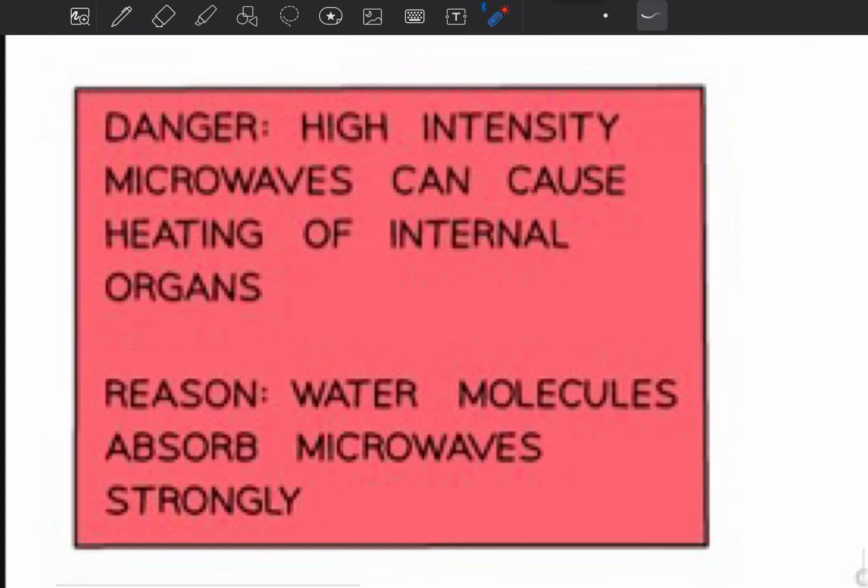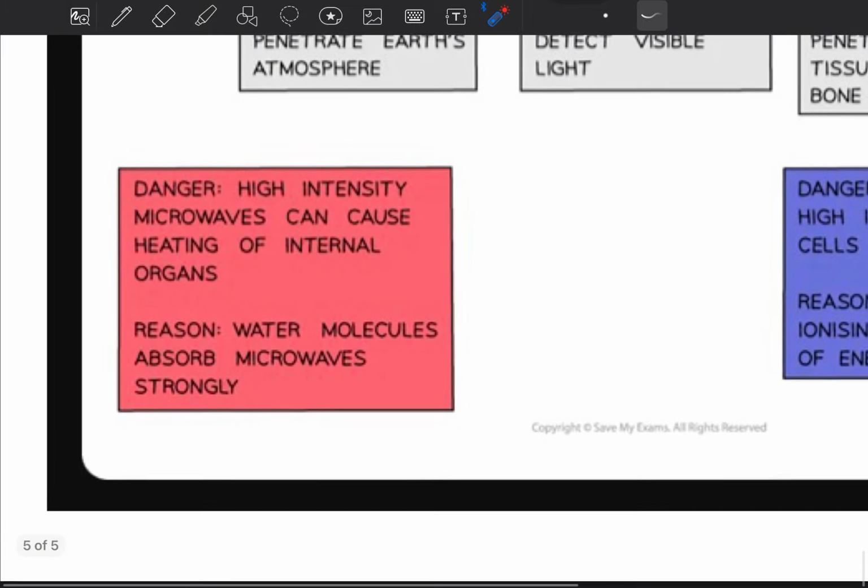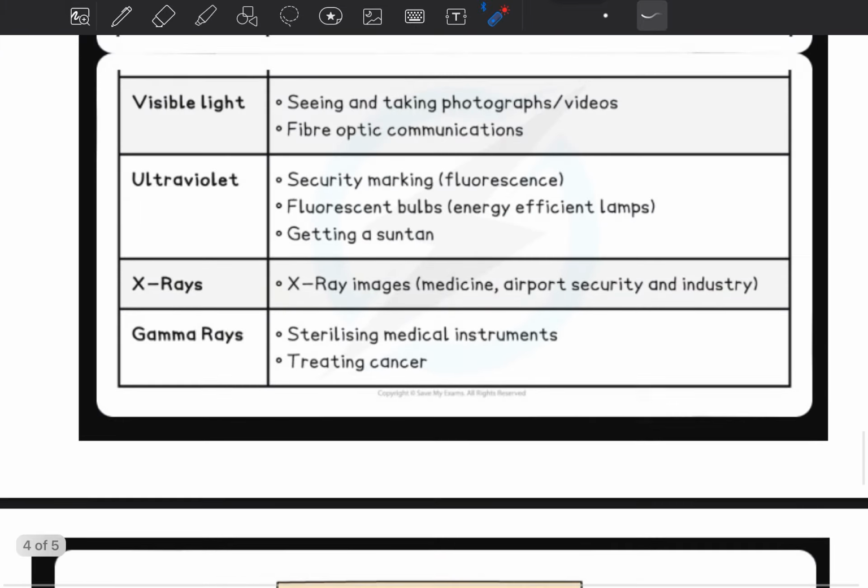Talking about the high intensity of microwaves, it can cause internal heating of internal organs because the water molecules absorb microwaves strongly. I hope you understand everything from today's video.